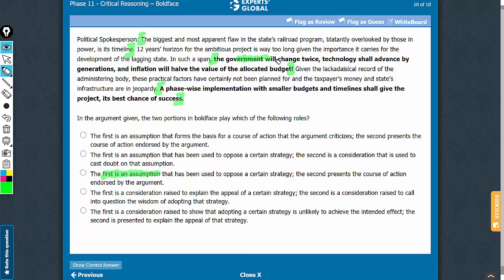Answer choice C says that the first is an assumption. See that the government will change, technology shall advance, inflation will halve. All of these are assumptions. So assumption is a good term here. So yes, the first is an assumption that has been used to oppose a certain strategy. That's correct. And the second boldface presents the course of action endorsed by the argument. Yes, the second boldface is the plan that the argument recommends. Answer choice C does a good job with explaining the role played by the first boldface and the role played by the second boldface. C is the correct answer choice.